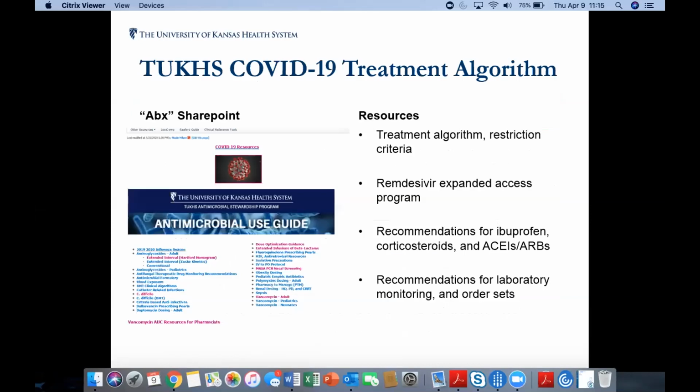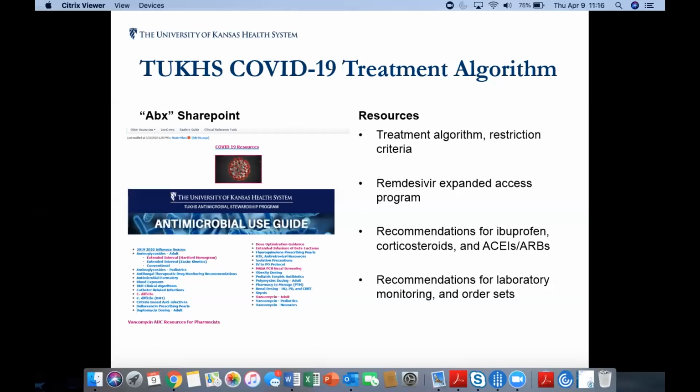And so this is something that I would encourage kind of all institutions to create, and this is something that we do have specific to KU, but on our SharePoint, which anyone can access on our internet, we have our COVID resources, and there we have our treatment algorithm. We have our restriction criteria, particularly for our high-risk medications like tocilizumab. We also have some language about the expanded access program and compassionate use programs from Remdesivir, because we do receive requests from a lot of different physicians about how they can potentially obtain this medication.